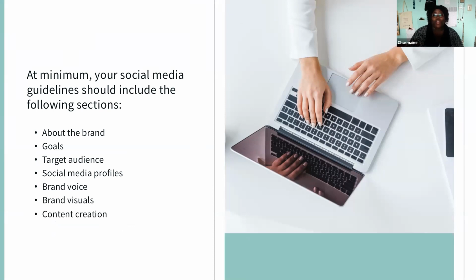Social media platforms: your guideline should outline exactly what platforms you're on, right? So it should list, yes, we're on Facebook, yes, we're on Twitter, yes, we're on Instagram, or wherever else you are. It should include information about your brand voice, so how you sound and speak to your clients and customers. Your brand visuals, so again, different photos and logos. And it should also include information about the actual content creation for your business as well.